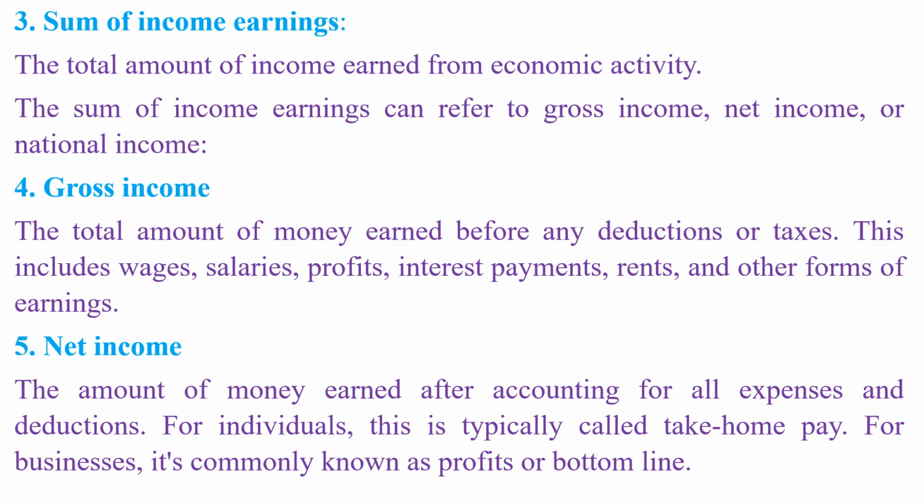3. Sum of income earnings. The total amount of income earned from economic activity. The sum of income earnings can refer to gross income, net income, or national income. 4. Gross income. The total amount of money earned before any deductions or taxes. This includes wages, salaries, profits, interest payments, rents, and other forms of earnings.